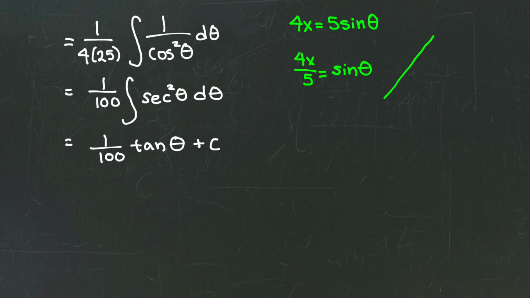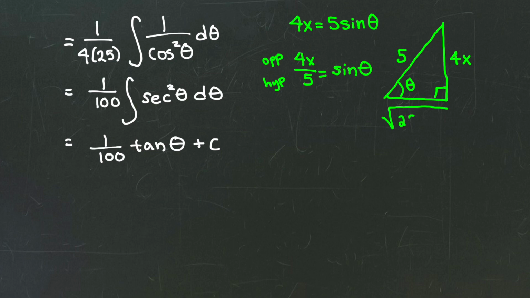And that's the relationship that I like to use when I draw my right triangle. So sine, remember, is opposite over hypotenuse. So once we set up our right triangle, I would label the vertical leg 4x. I would label my hypotenuse 5. And then down here, the other leg becomes the square root of 25 minus 4x squared, or 16x squared, that pattern we see.